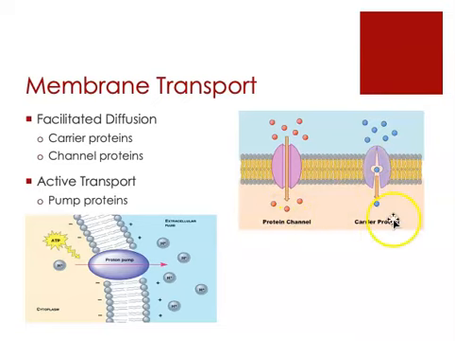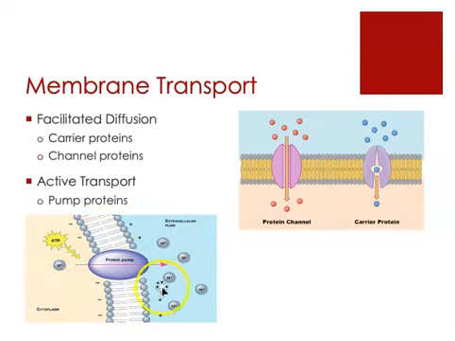Carrier proteins are different. Carriers are going to bind to the molecule that's trying to come across, and then they're literally going to change shape and pass that molecule over. So carrier proteins really are physically carrying the molecule across the membrane by changing their shape. And channel proteins are letting the molecule pass through the tunnel in the middle of them.